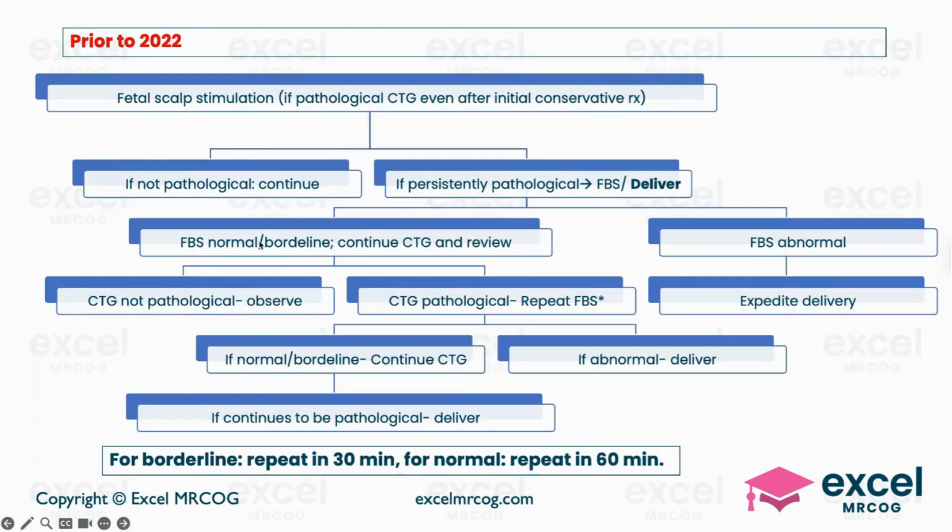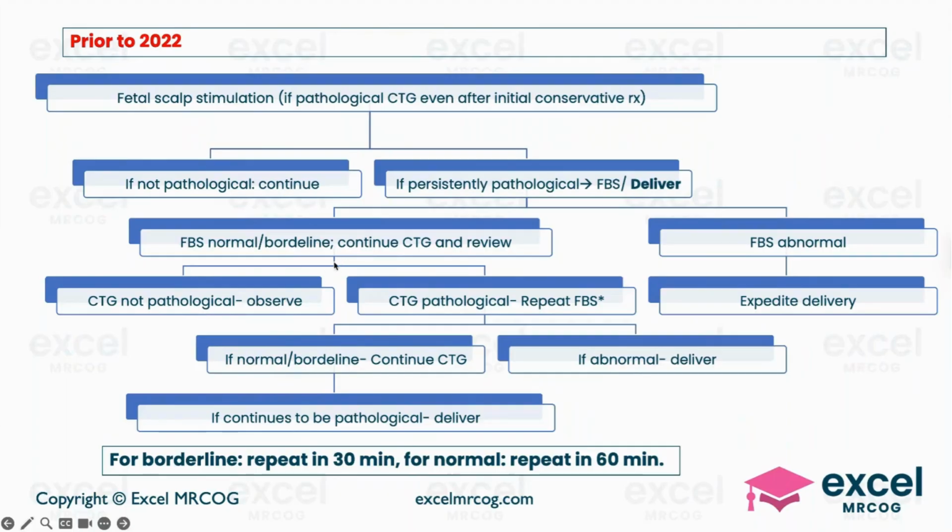If FBS was normal or borderline, you could continue the CTG and review. Timing differs, I will tell you. If FBS was abnormal, so FBS is categorized depending on the value as normal, borderline, or abnormal. Three things. If it's abnormal, you have to deliver. If it's normal or borderline, you could repeat it, for a total of two samples. You couldn't do it more than two times.